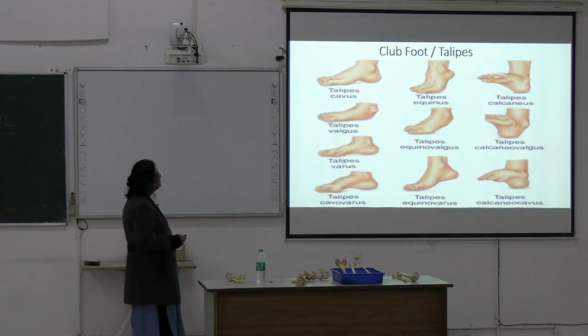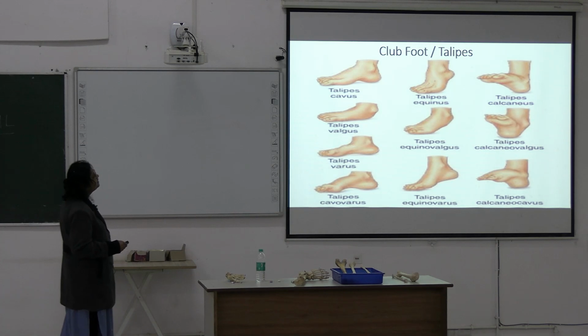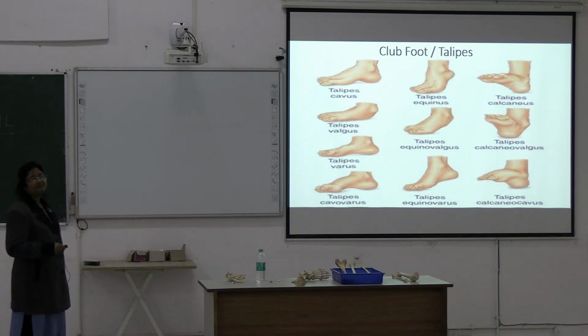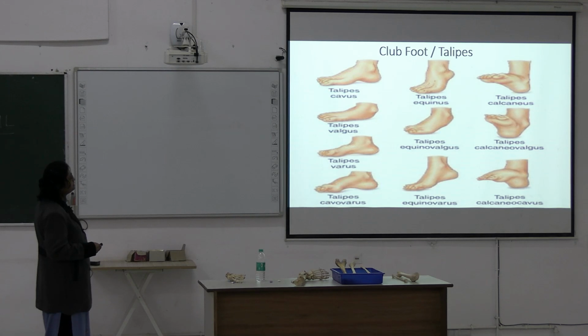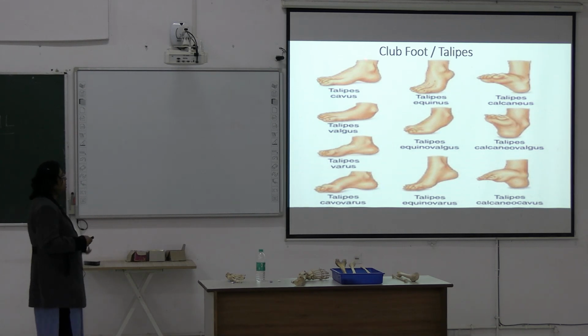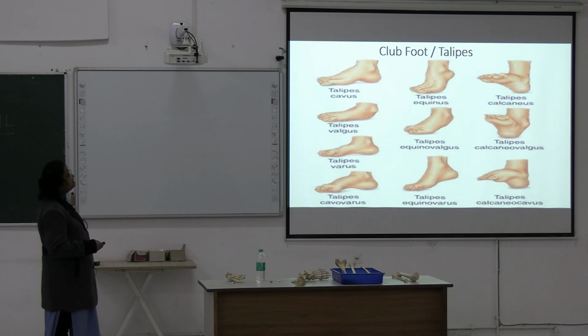So, these are the different varieties of the club foot, which is also known as talipes. Talipes cavus means there is only a high arched foot. Talipes equinus, the heel is high up like the horse. Talipes calcaneus, the forefoot is not touching the ground, only the hind foot is touching.